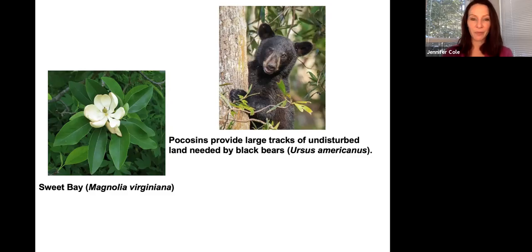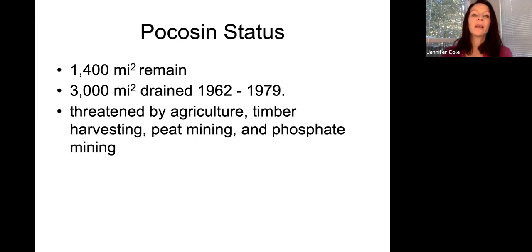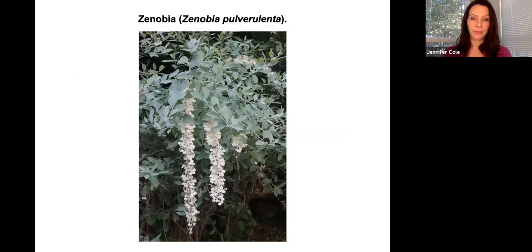And they frequent these Pocosins and other wetlands. Wetland back here, the swamp. We have a lot of Pocosins historically back through time that have been drained. There's only about 1,400 square miles that are remaining. They're threatened because we timber them, because there's agriculture next to them, and we harvest peat and timber out of them. There's another picture of Zenobia.